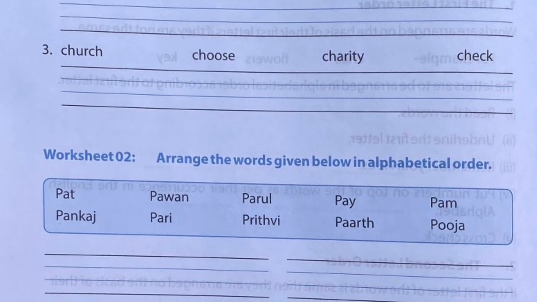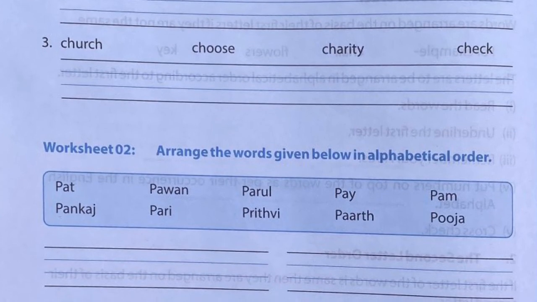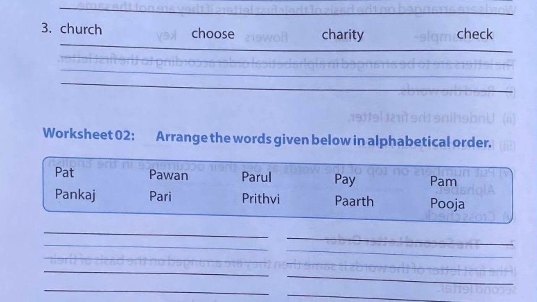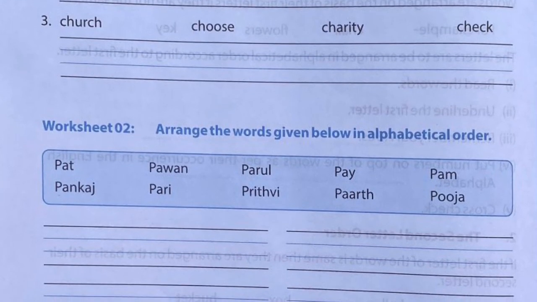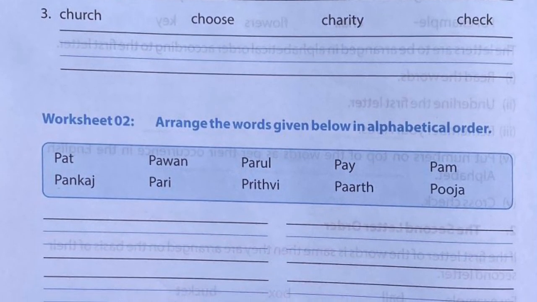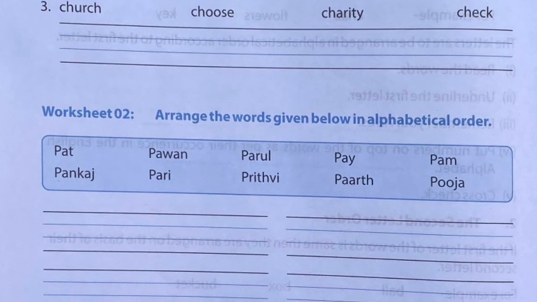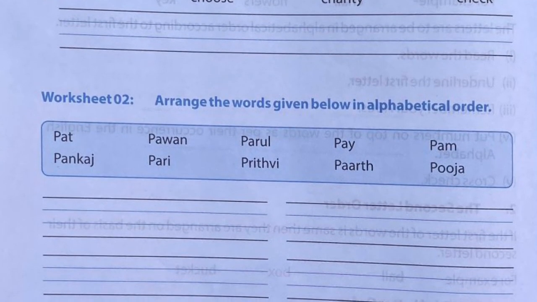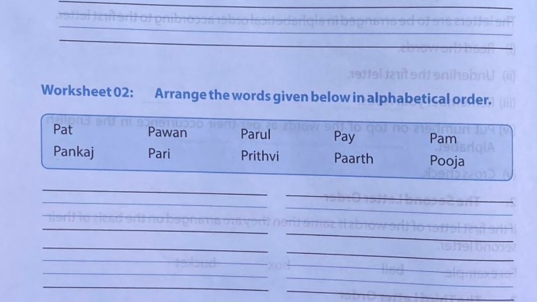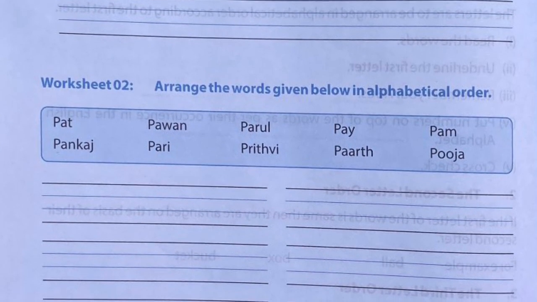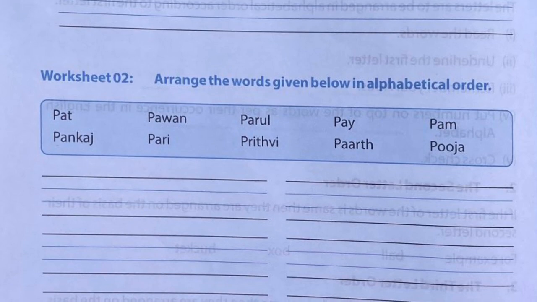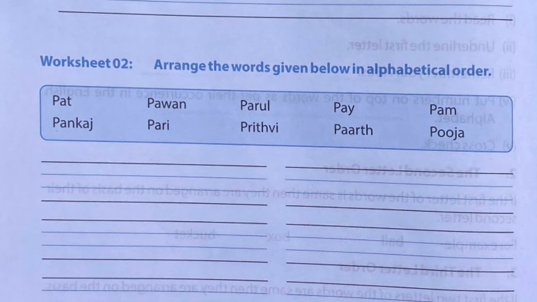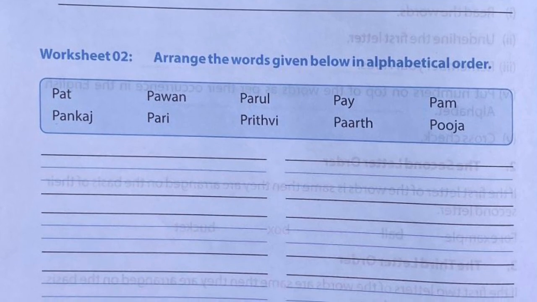In worksheet 2, again they have asked to arrange the words given below in alphabetical order. All the words, as you can see here, start with P, and most of the words have A commonly, and some of the words start with PR and PO. So write down the ABC and arrange them carefully in your books.